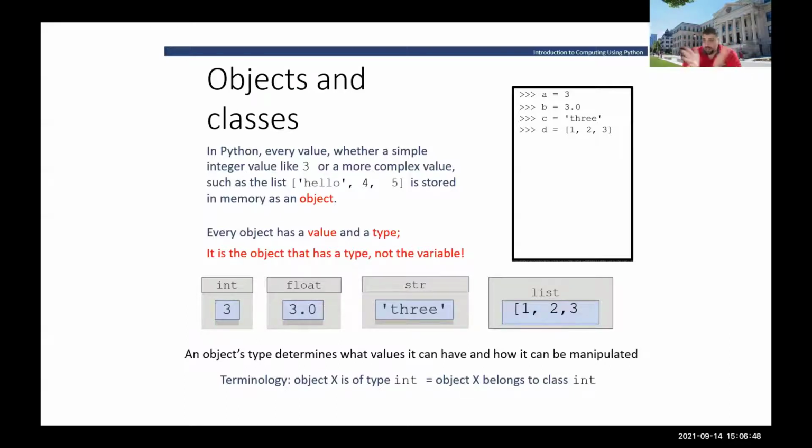Now, another important data type is list. So a list is multiple items that are separated by commas between square brackets.